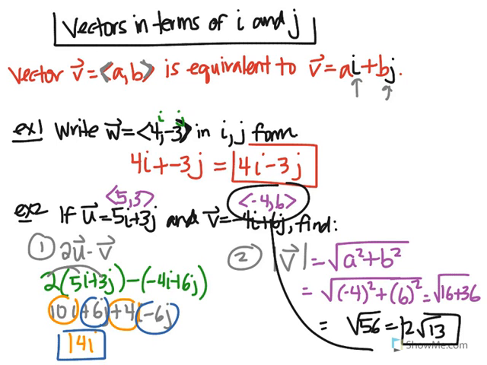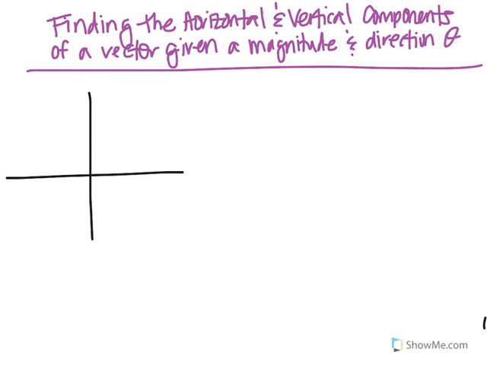I just saw a mistake. It wouldn't be 56, it would be 52, and then that would be 2 root 13. So the last thing is we're going to be finding the horizontal and vertical components of a vector given the magnitude, so its length and its direction, so what direction it's heading from the positive x-axis, theta.